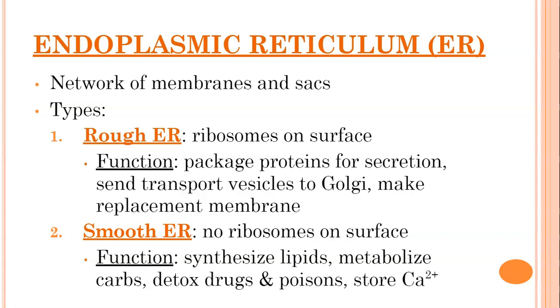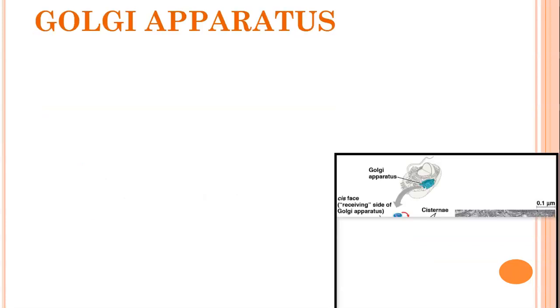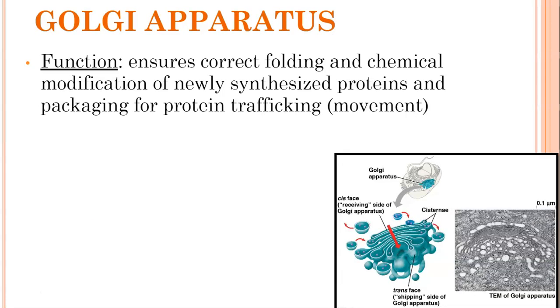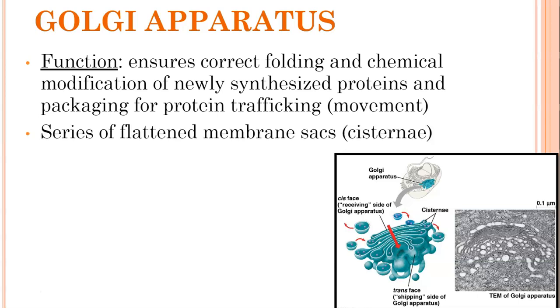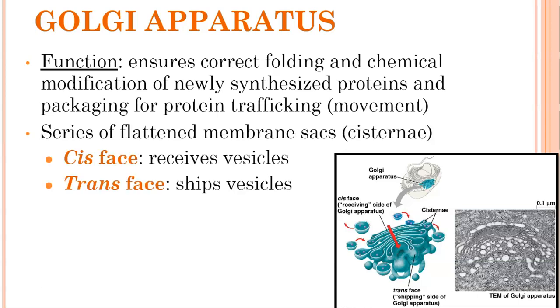They transport it off to the Golgi, which is like the packaging mail center of the cell, and it also makes replacement membrane. The smooth ER doesn't have any ribosomes, so its job is not really to make proteins. It does other things like making lipids, breaking down carbohydrates, detox, and so on. The Golgi ensures proper folding, basically makes sure everything is packaged up perfectly.